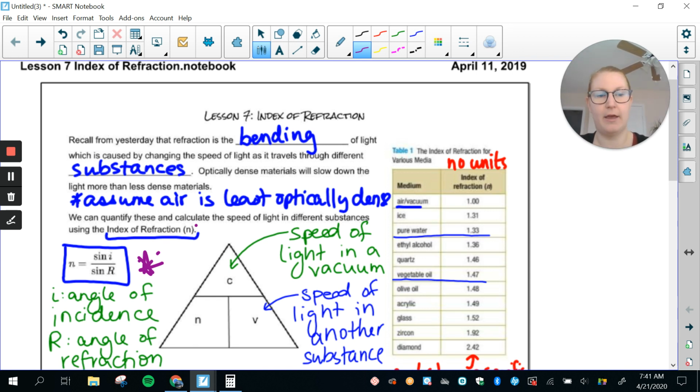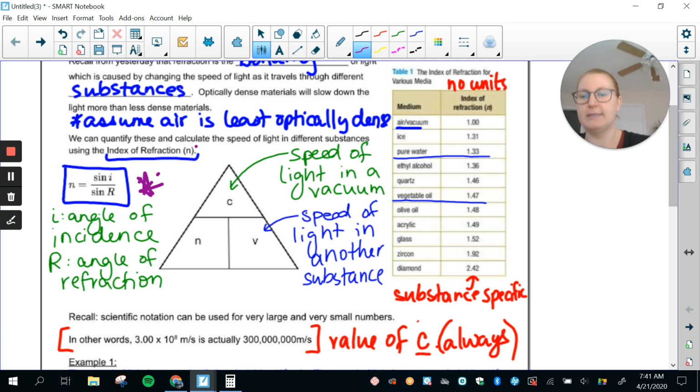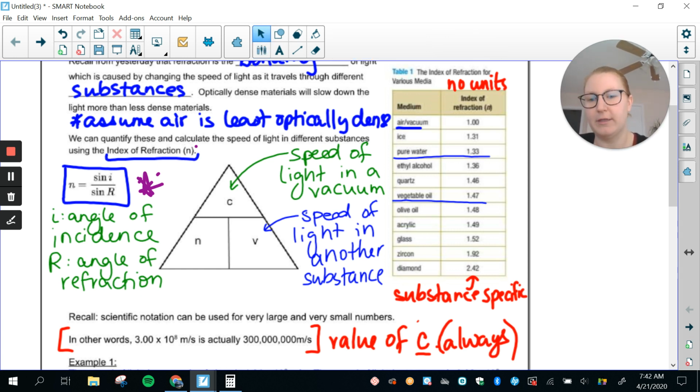So in yesterday's lesson, I know you saw this, which is n equals sine I over sine R. Those are for when I have an angle of incidence and angle of refraction. Sometimes we don't have that information. Instead, we might have information about the speed. So yesterday we had no information about speed, but today we're going to start to have that information. So on the side here, I have this little triangle. If you've ever used this before, this triangle is just a way to remember how to do calculations. So just really briefly how it works, I'll first outline what these symbols are.